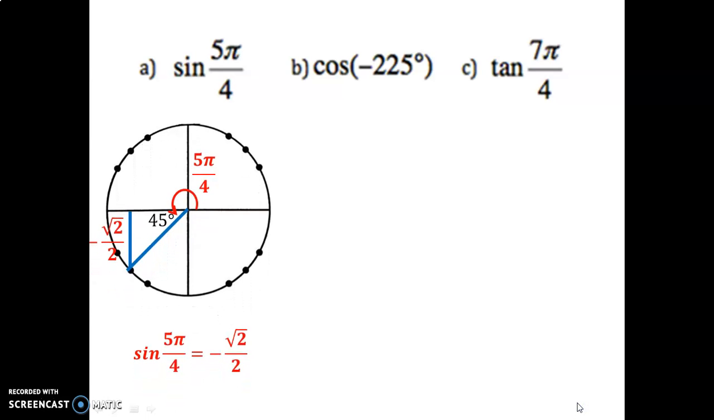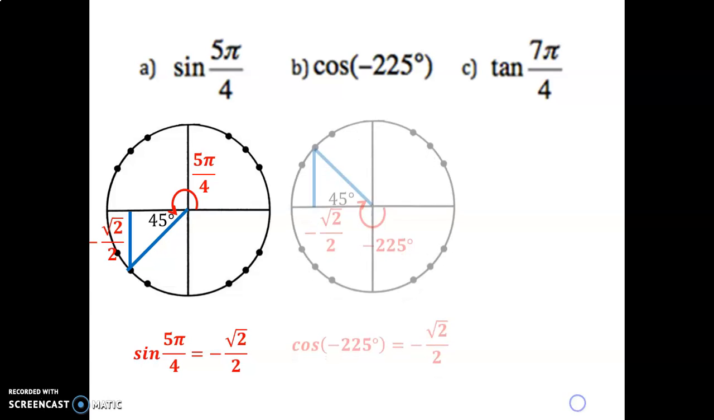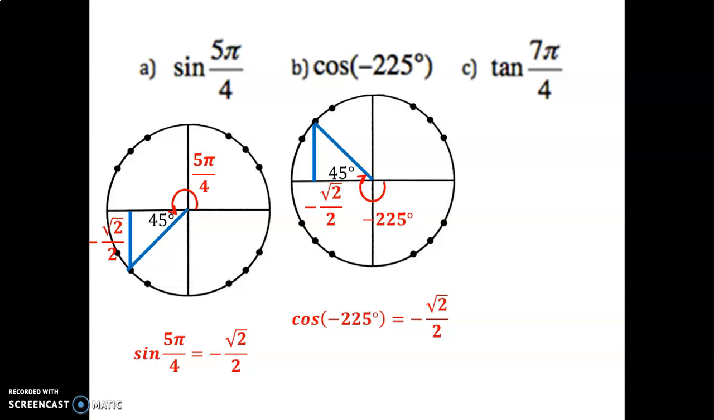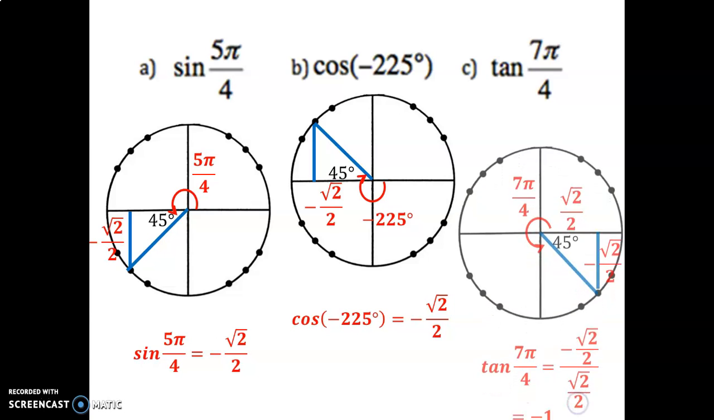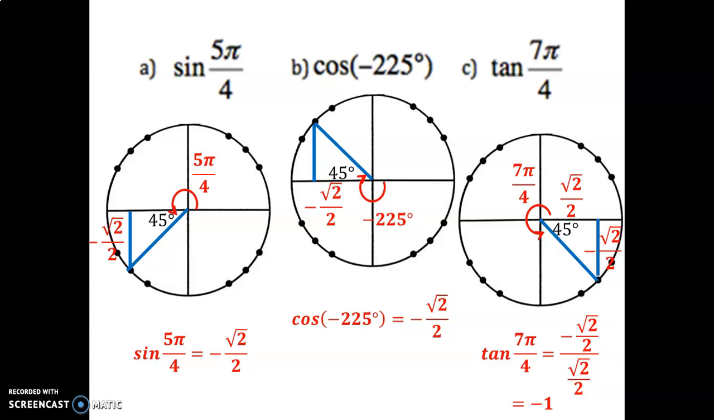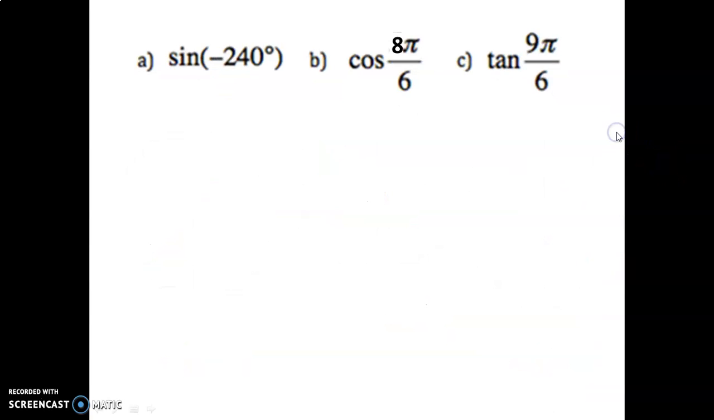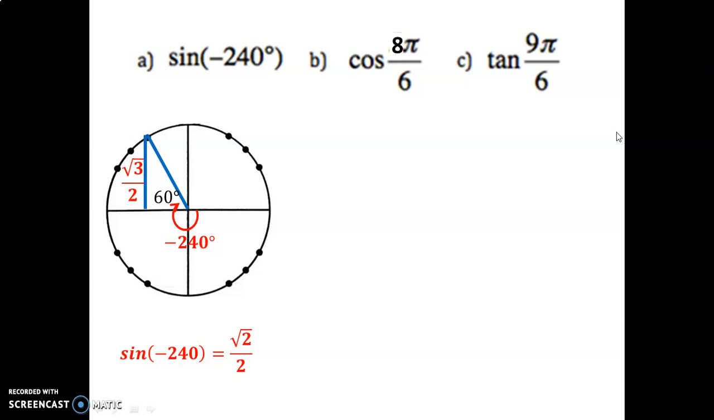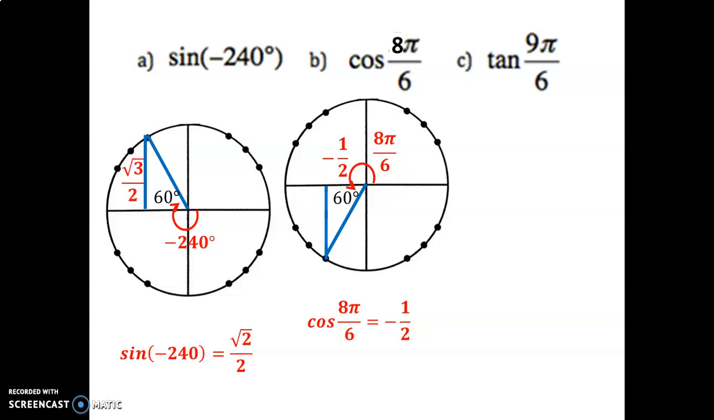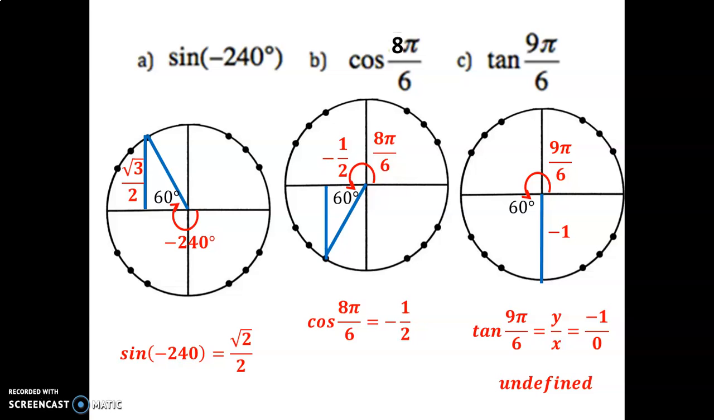Check your work here. Try B. Check your work here. And C. Check your work here. Okay, really important you understand these ones with tangent for sure. 3 more. Try this one. Check your work. And B. There it is. Check that out. And C. And check your work there.